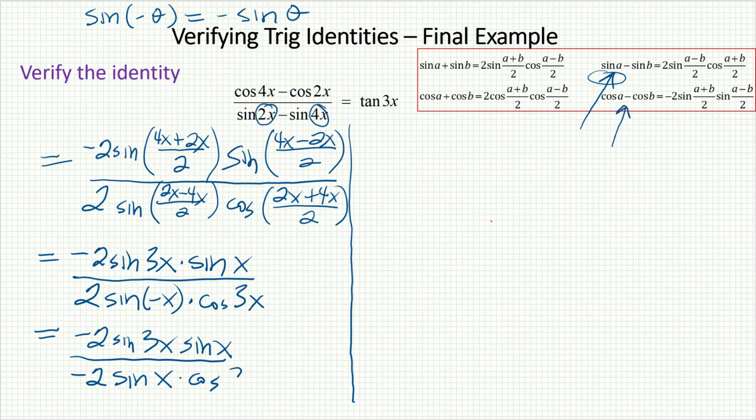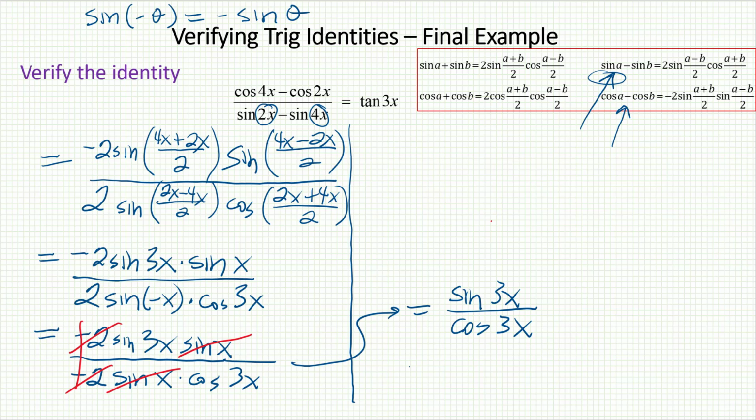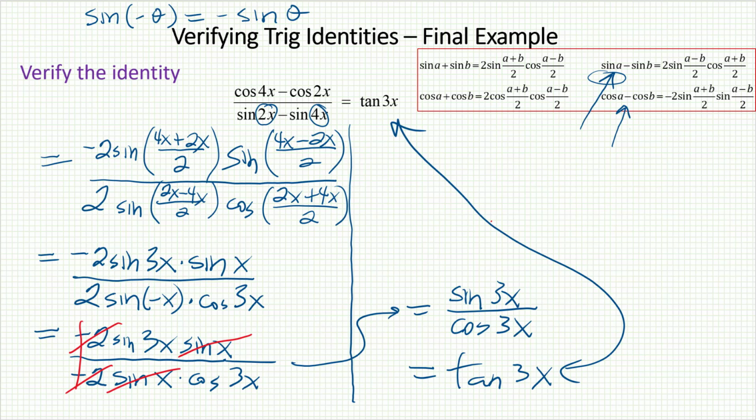Well, that's the breakthrough that we needed to happen, because now I have a lot of factors that match. The negatives, of course, cancel out. The 2's can divide out. The sine x's can divide out. I'll continue over here. I'm left now with just sine 3x over cosine 3x. And using the quotient identity, that is equal to tangent of 3x. And that's what we needed. Our two sides match, and so we have verified the identity.